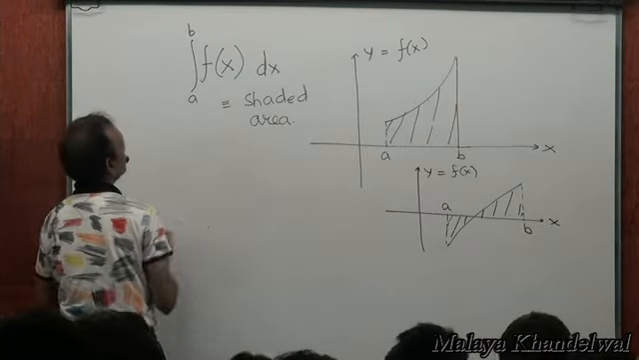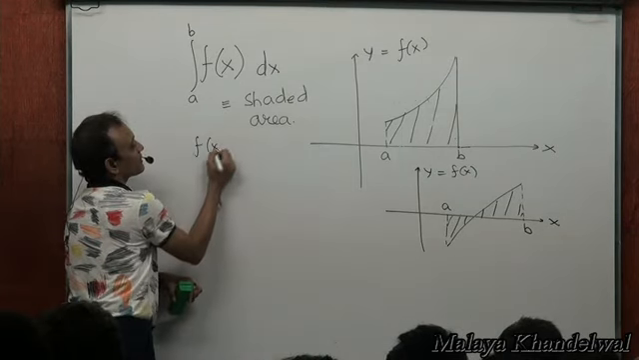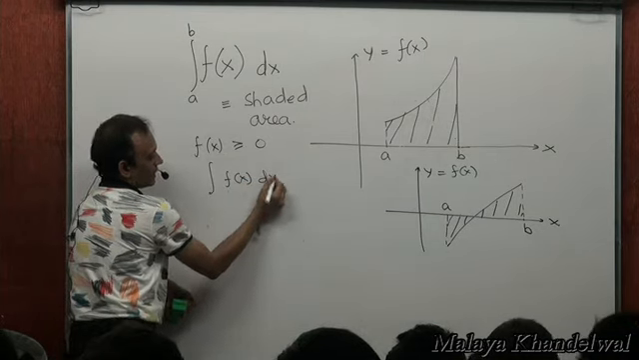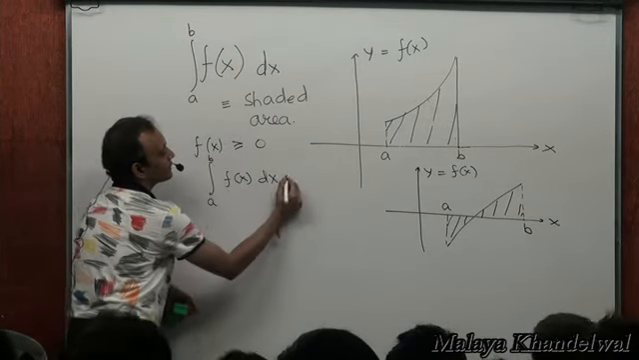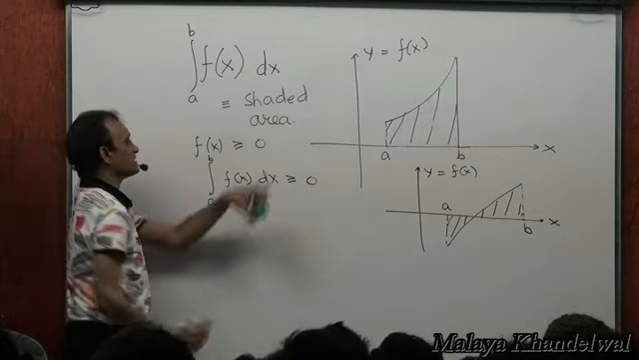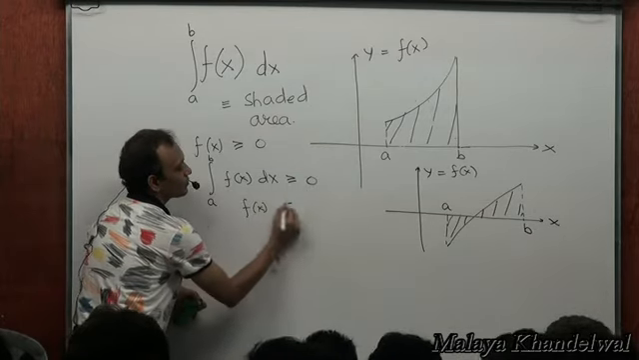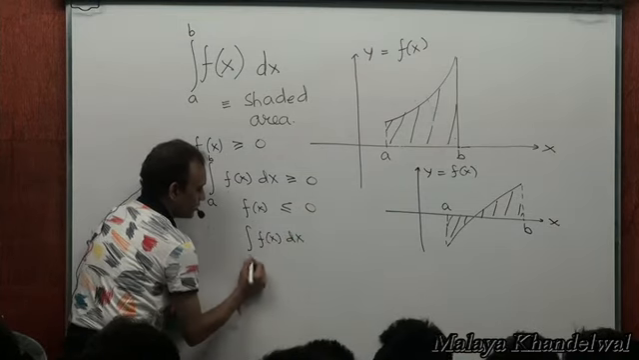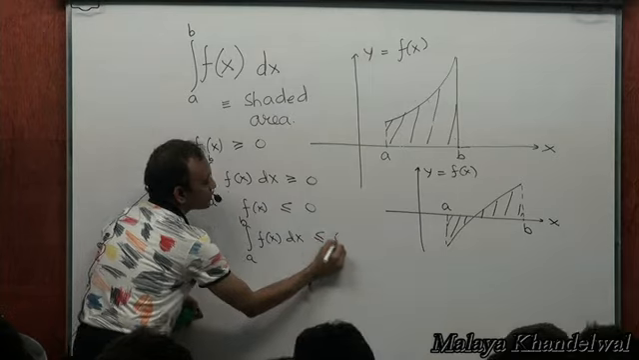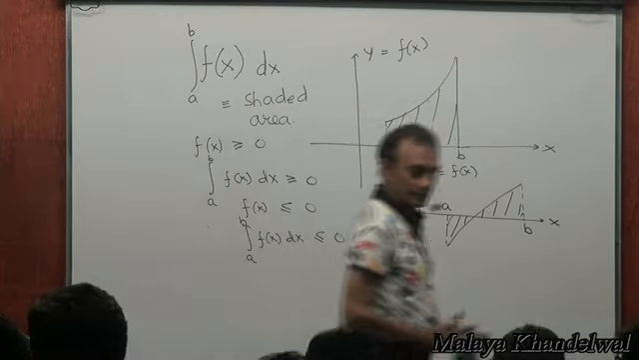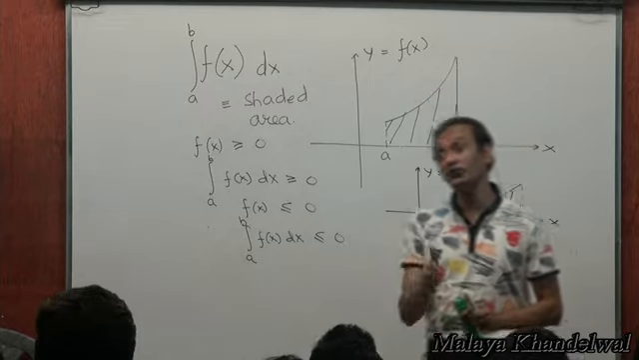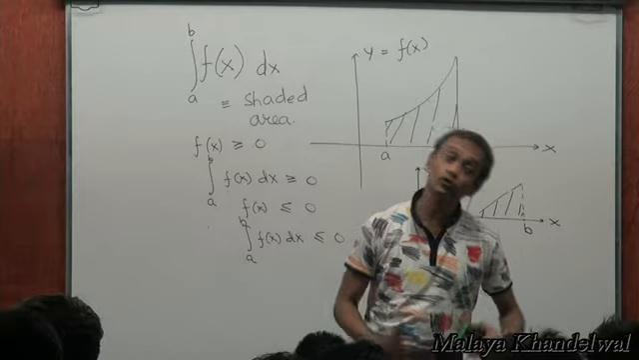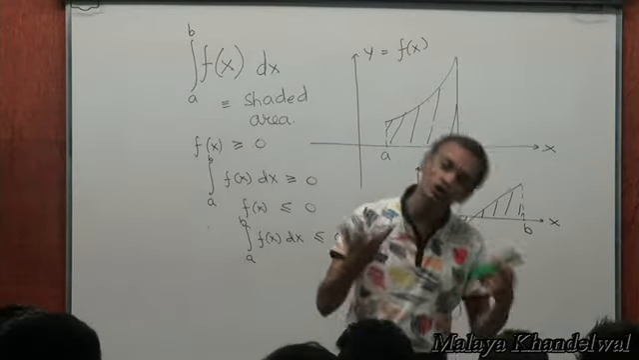So very clearly, if f(x) is greater than or equal to 0, then integral f(x) dx from a to b will be greater than or equal to 0. If f(x) is less than or equal to 0, then integral f(x) dx from a to b is going to be less than or equal to 0. And if in a given interval part of f(x) is positive, part is negative, then the integral could be either positive or negative or 0.